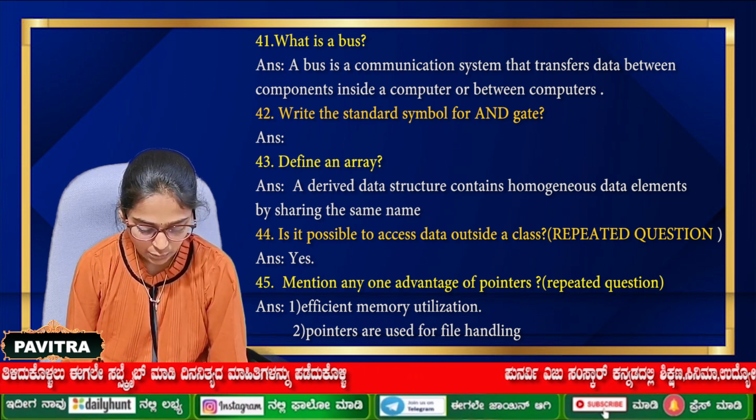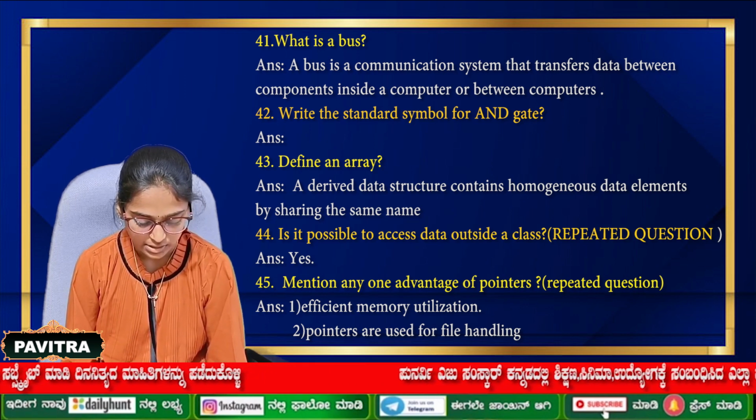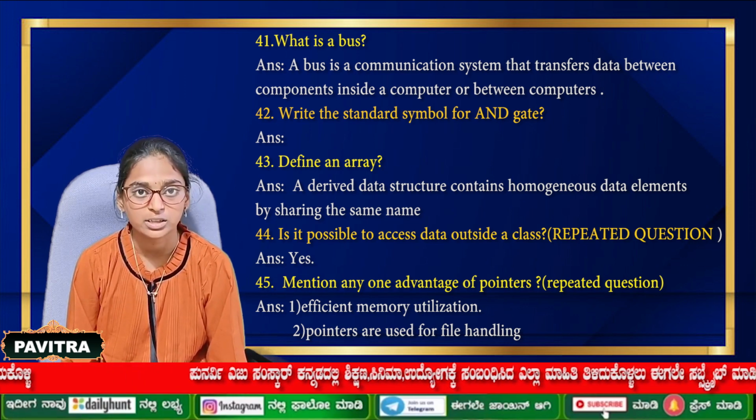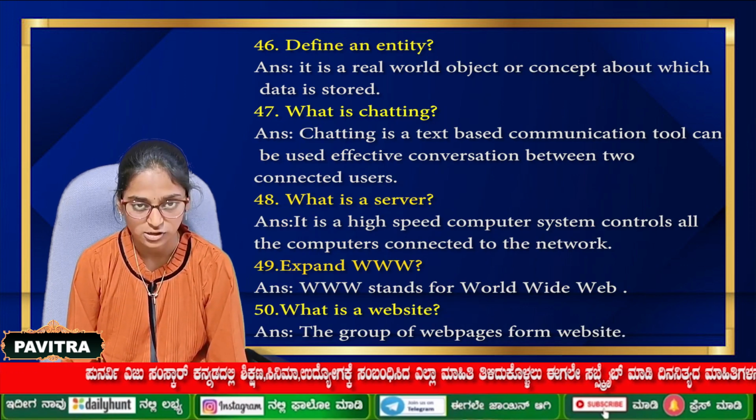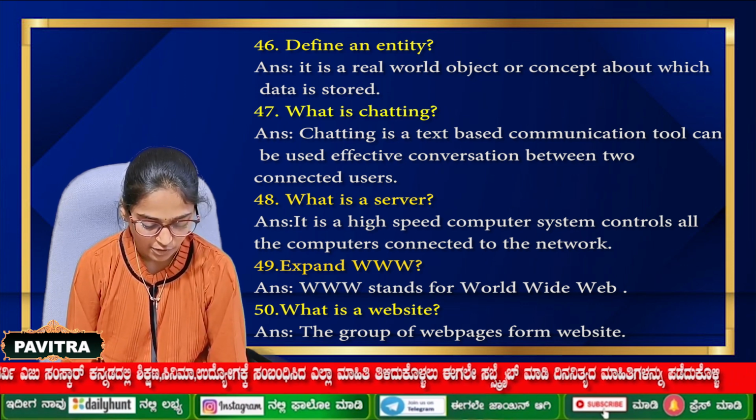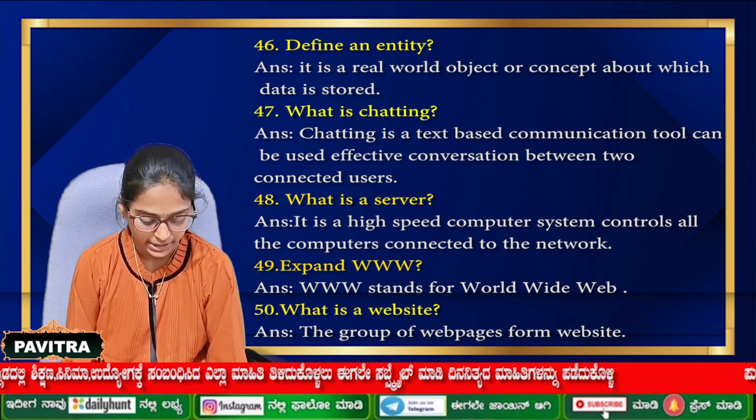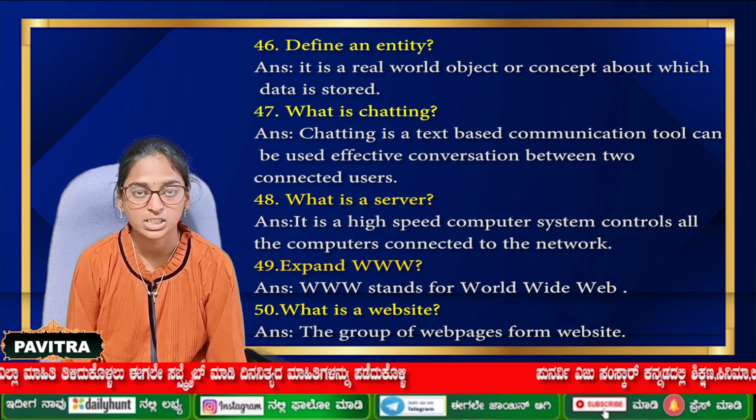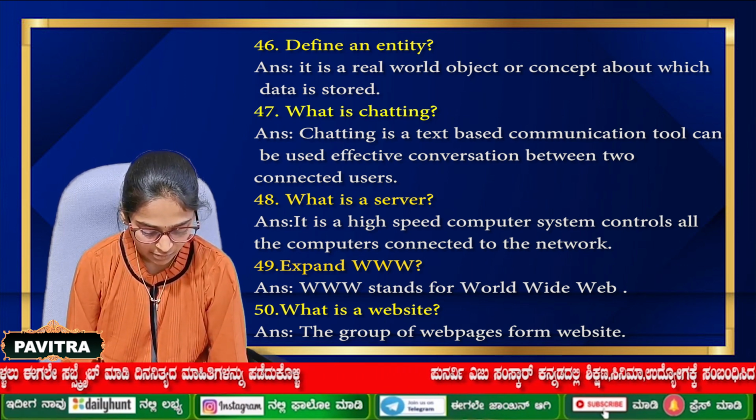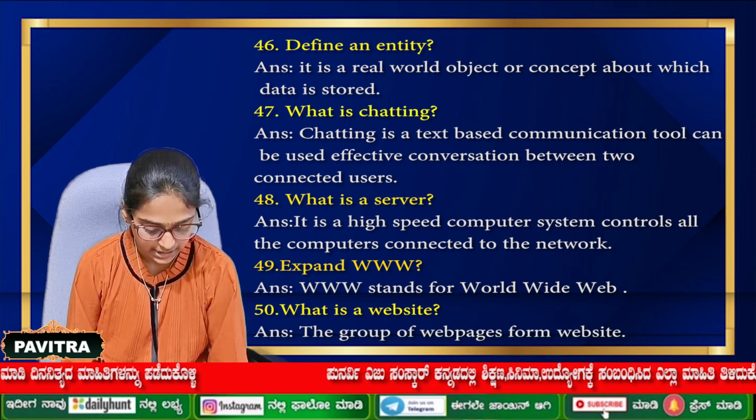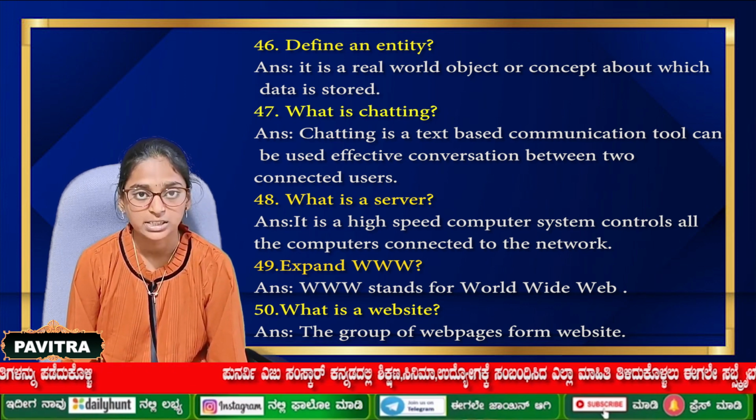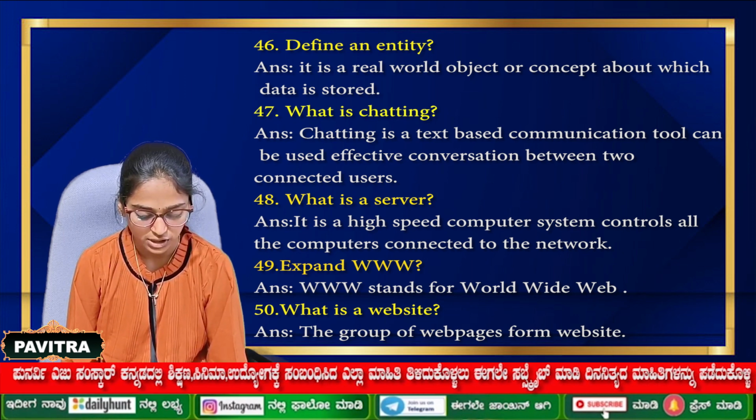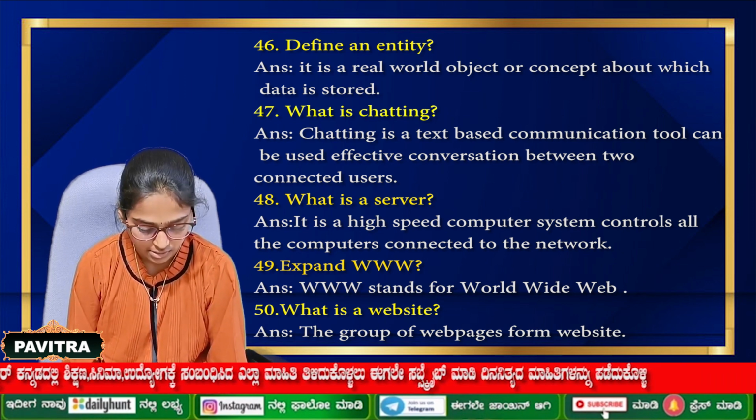45. Mention any one advantage of pointers. Answer. Efficient memory utilization and pointers are used for file handling. It is also a repeated question. 46. Define an entity. It is a real world object or concept about which data is stored. 47. What is chatting? Chatting is a text-based communication tool that can be used for effective conversation between two connected users.